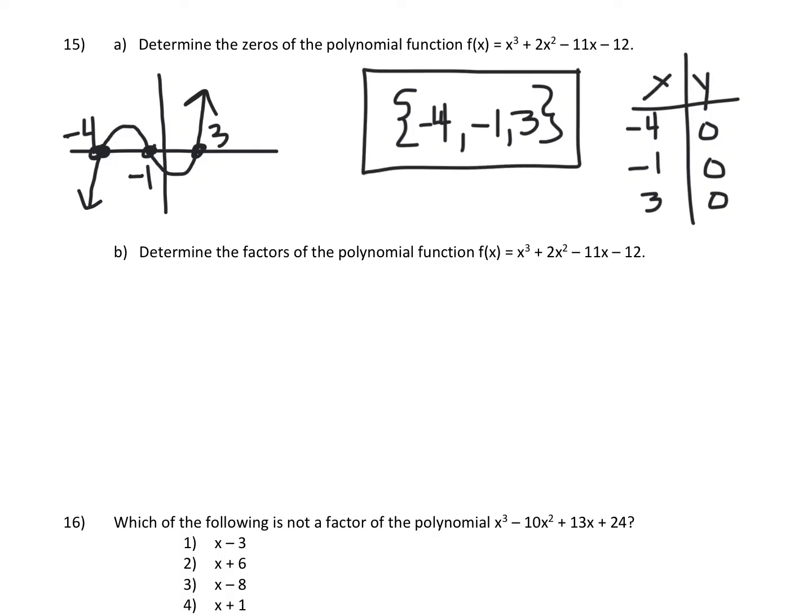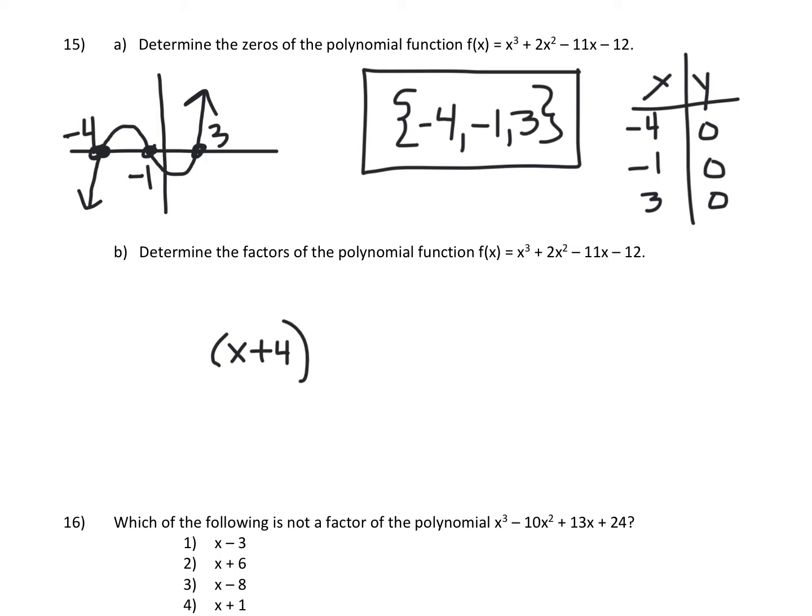Those are our zeros. Now in part B, it says to determine the factors. Now remember, the factors have the opposite signs of the zeros. Okay, sorry, I just fixed that -4 that was a little sloppy. So if we have a 0 at x equals -4, we know the factor is going to be x plus 4.